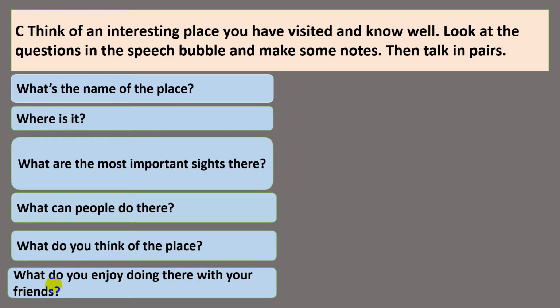Okay, now copy these questions in your notebook. Bring out your notebook. Write these questions and answer them about your favorite place, or the place that you are going to describe in your writing. Okay, just do this one, and I'll give you my example.